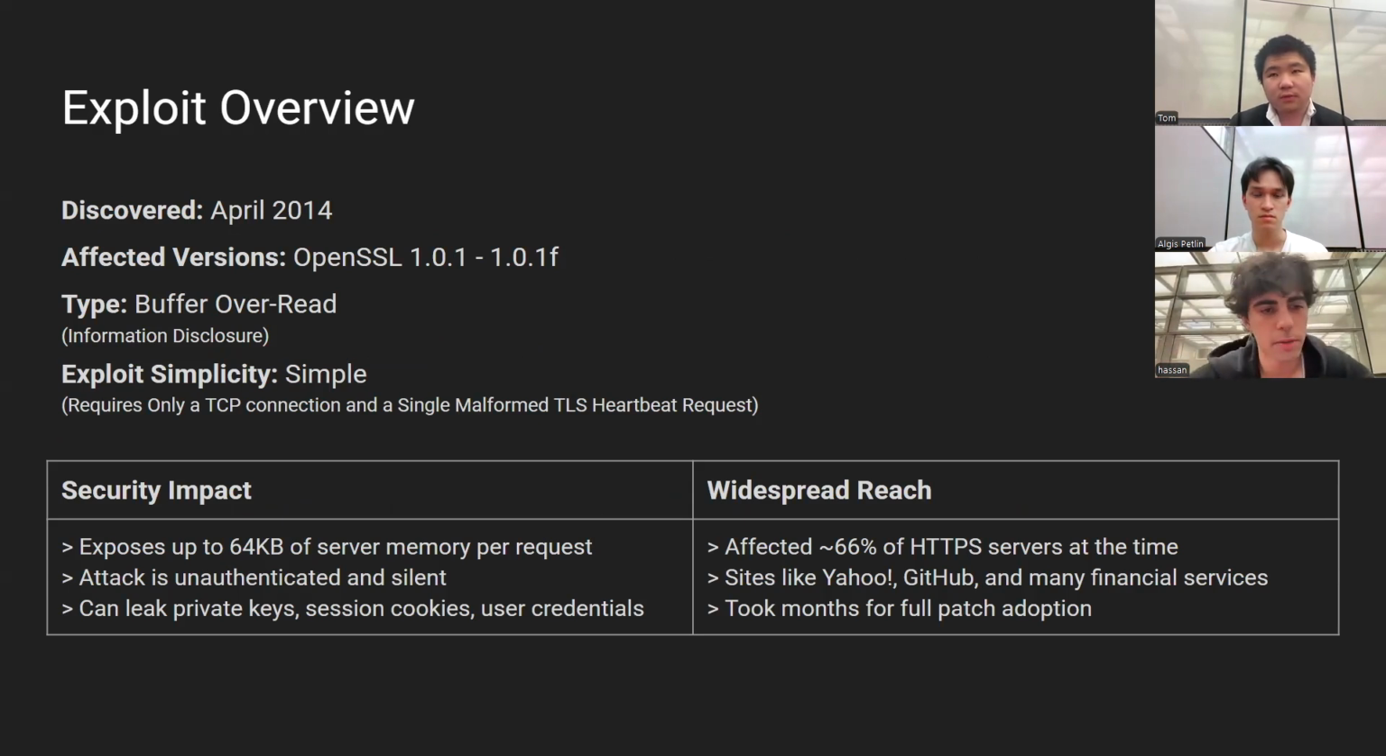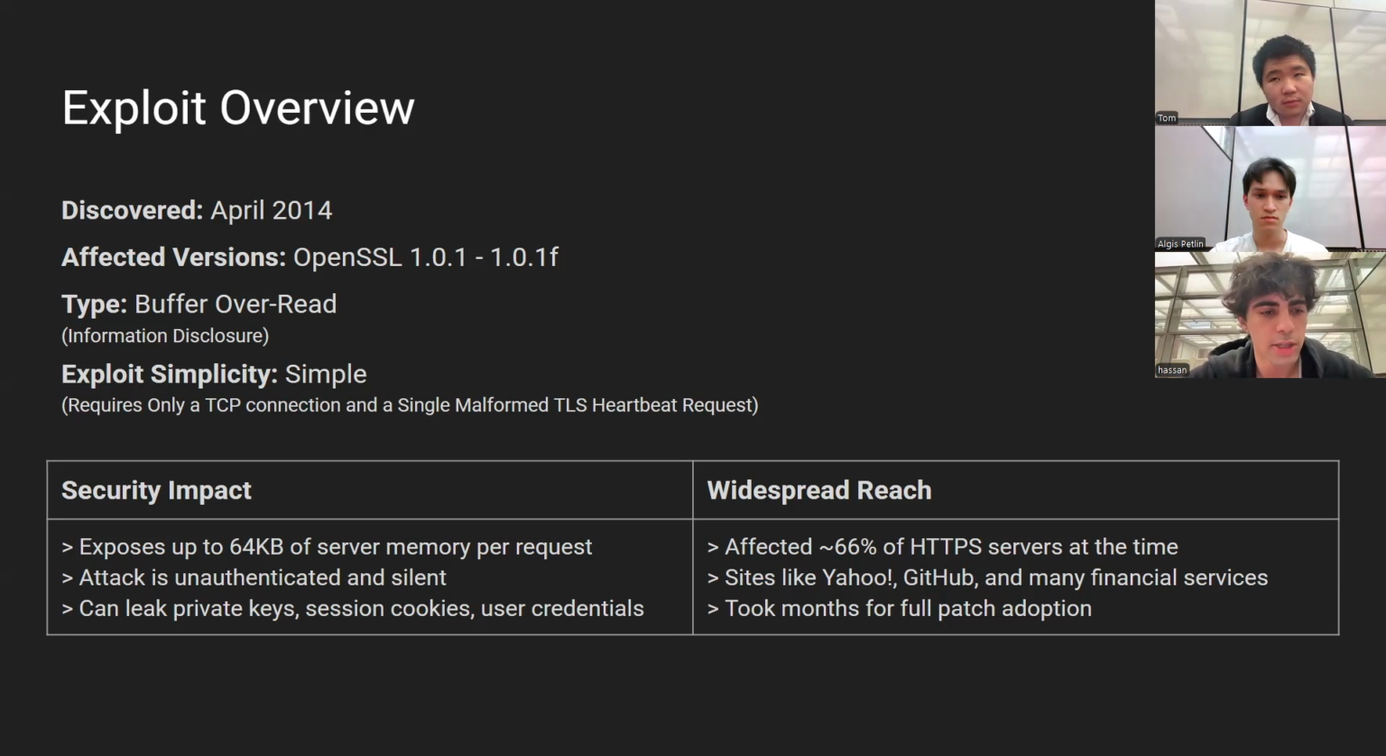So, a summary of the Heartbleed vulnerability. It was discovered in 2014, and it affected versions of OpenSSL from 1.0.1 to 1.0.1f. The exploit type is a buffer overread, which allows attackers to read more sensitive data than intended. What made this bug dangerous was its simplicity. An attacker only needed to send a single malformed TLS request to get sensitive data and read more than it was allowed to. The security impact of this: it could expose up to 64 kilobytes per request without any authentication, and it didn't leave a trace of its attack either.